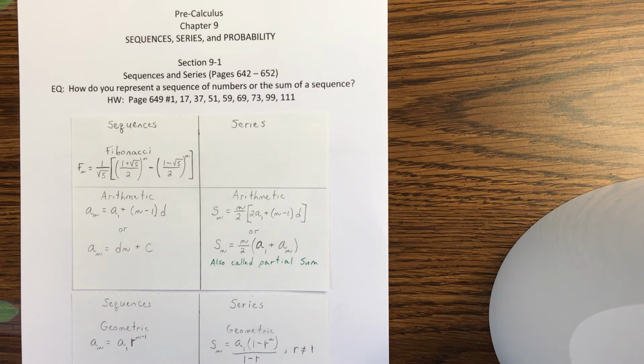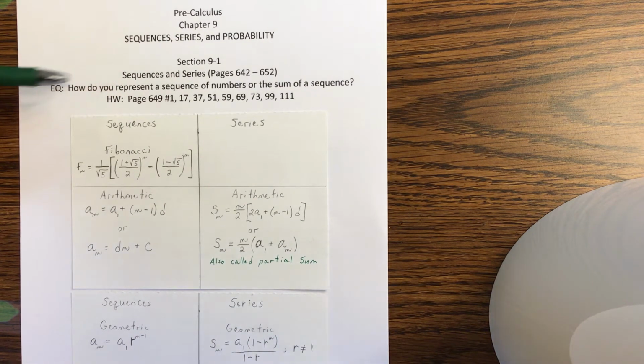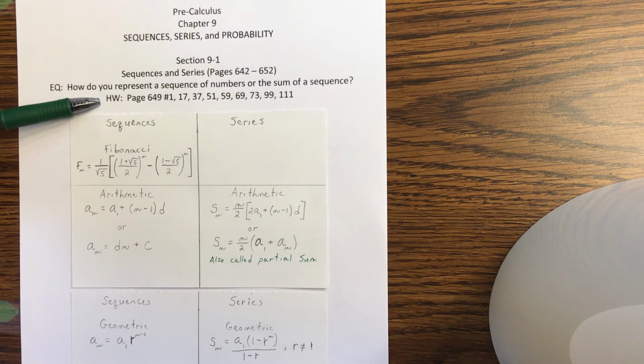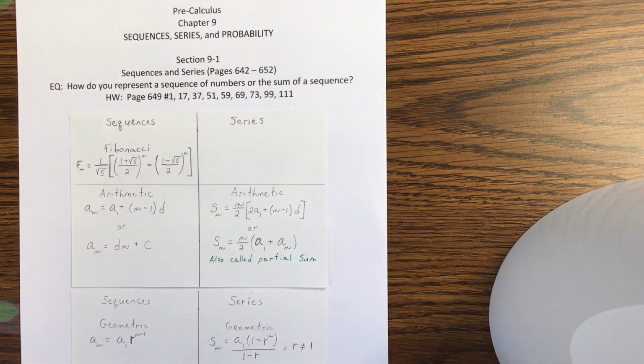All right, section 9-1. What we're going to do in this section, again, I have here what your section is, what pages we're going to be dealing with in your textbook. Here's our essential question. How do you represent a sequence of numbers or the sum of a sequence? All right, and then here's our assignment. It's also posted for you guys to reveal or to do.